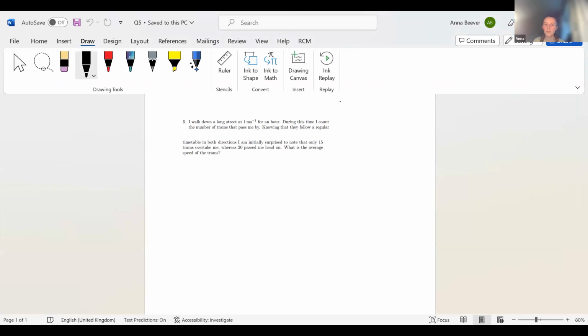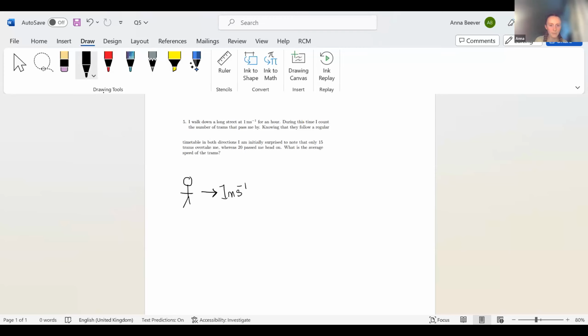So first off, there's lots of ways of doing this. So if you got the right answer in the end, then you probably did it a perfectly valid way. And always make sure you explain your working, because again, there'd be lots of credit even if you didn't get it right. But let's start with a diagram. So you have a person, and they're walking down the street at 1 meter per second.